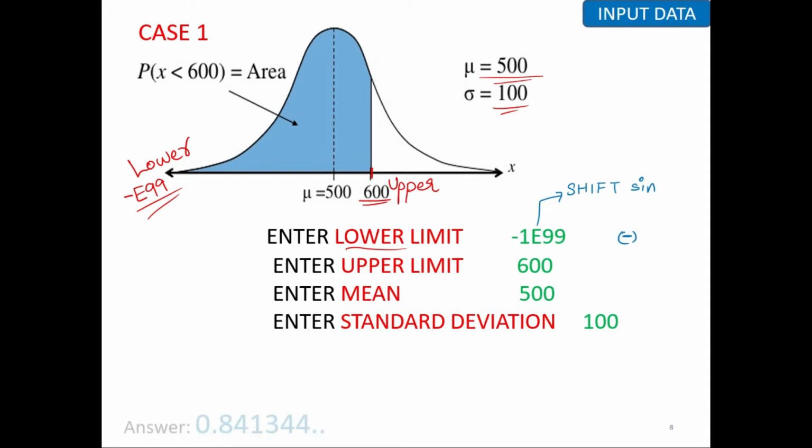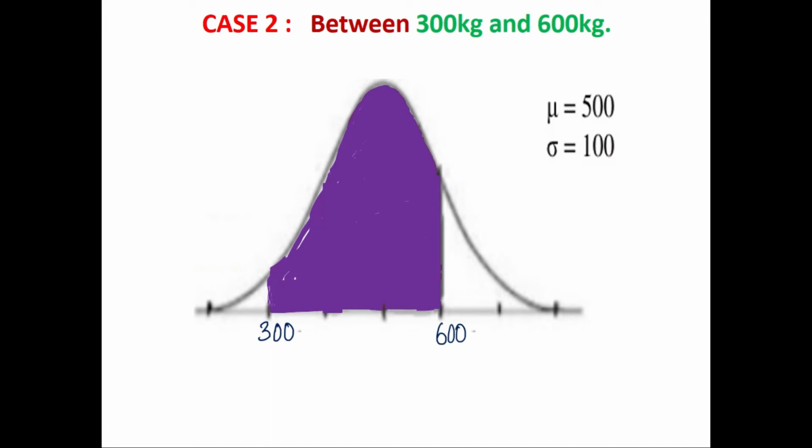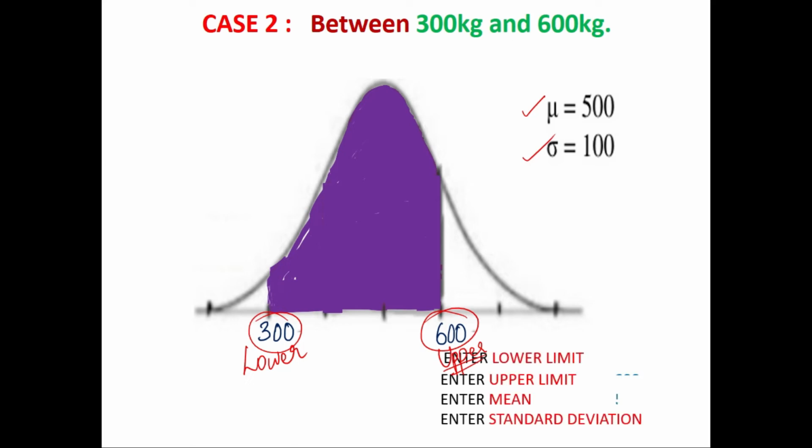So for case 1, you get the answer as 0.841344 in your GDC. To 3 SF, 0.841 is a probability, or you can write it as 84.1 percent. Now moving to case 2, where you're asked to find the probability of finding an animal between 300 kg and 600 kg, because you have the region that's been shaded, the lower limit is 300 and the upper limit will be 600. You have the mean and standard deviation. The same method, you just have to change the values for the lower and upper limits.